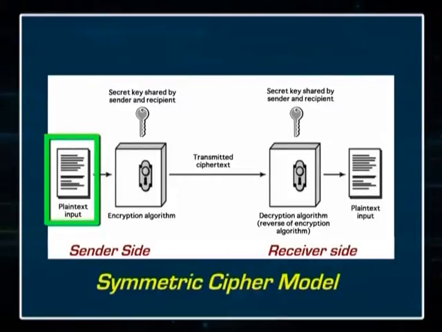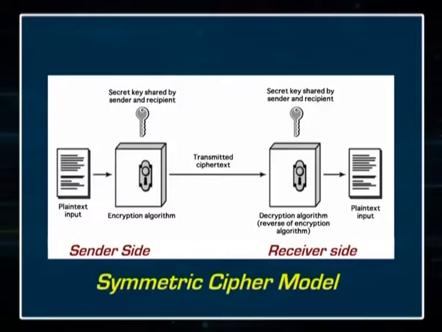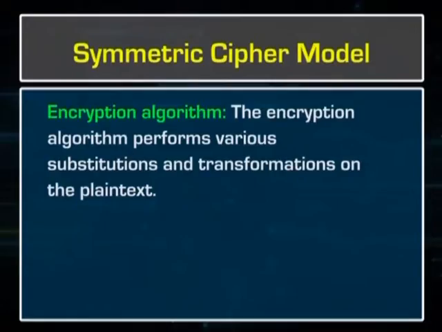Number 1 is plain text. This is the original understandable message or data that is fed into the algorithm as input. Second component is encryption algorithm. The encryption algorithm performs various substitutions and transformations on the plain text.